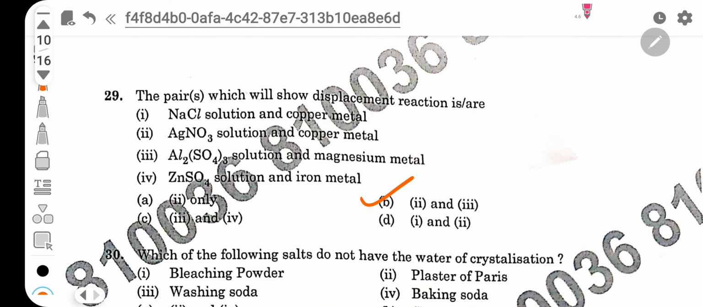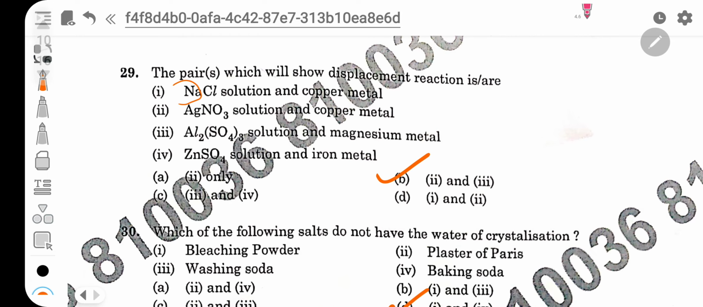So to question number 29, the pair which will show the displacement reaction is R. NaCl solution with the copper metal? No, because NaCl is more reactive than copper, of course you know. And AgNO3 solution with copper metal. So copper will displace silver because copper is more reactive than silver.